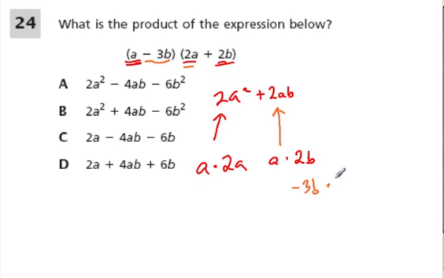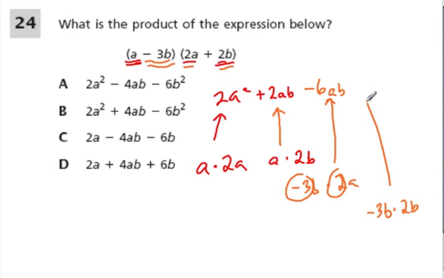-3B times 2A. And what I think about here, of course, is just the coefficients. -3 times 2. What's that? That's -6, and then A and B, I have no idea what they are yet, so I just leave them. And last combination, 2B times -3B. So we have -3B times 2B. What's that? Well, -3 times 2 is just -6. And B times itself is B to the second power.